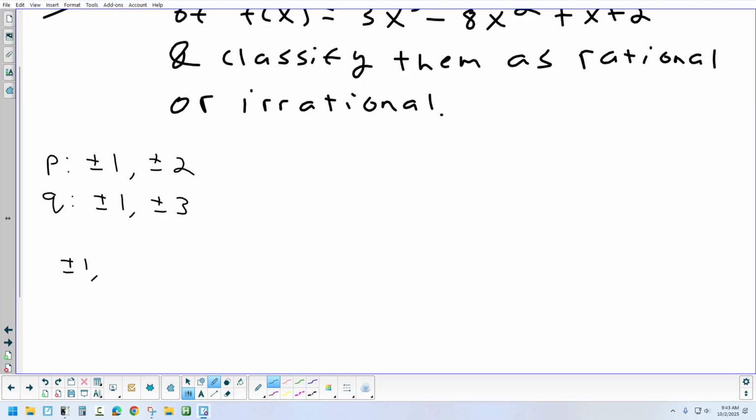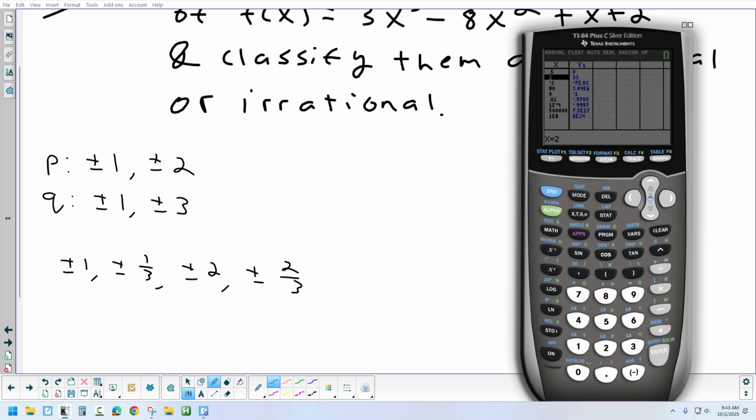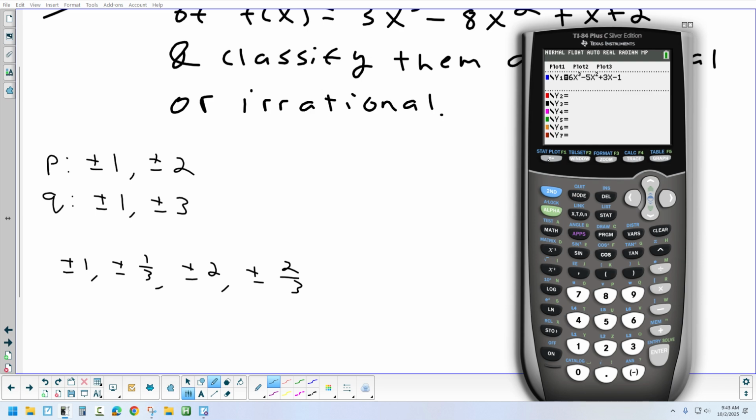So 1, 1/3, 2, 2/3. Again, I've got a very small area to focus on now. If it's going to be rational, it's between -2 and 2. And based on the wording in the question, there has to be one, because how am I going to find the other roots if I can't turn this into a quadratic?